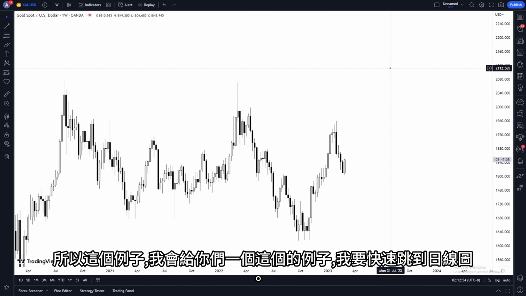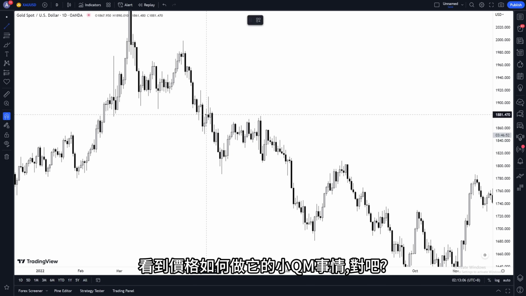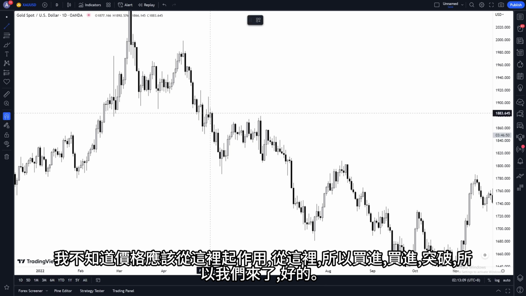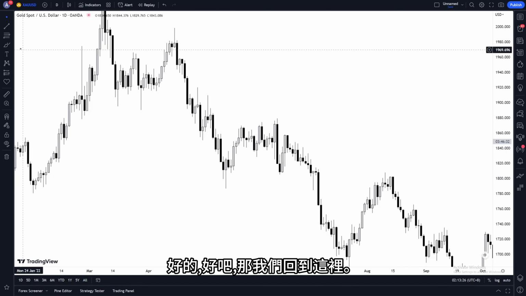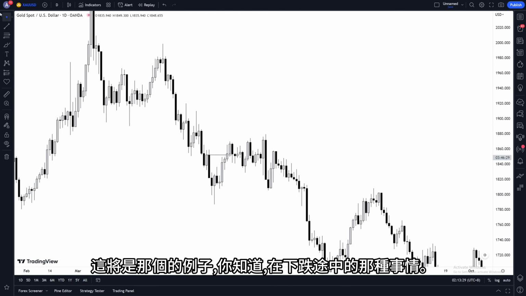So I'll give you guys an example of this. If we were to hop to the daily real quick, you can see a little bit more detail. An example of this, for example, could be right here. See how price does its little QM thing, right? I don't know what price actually played from over here, sell, buy, break. So there we go. Okay, so that's what we know price play from, right? And this would be considered an example of what I'm talking about right here, which is, oh, I deleted it? Okay, never mind then. Let's go back to this right here. This would be an example of that, you know, on the way down kind of thing.